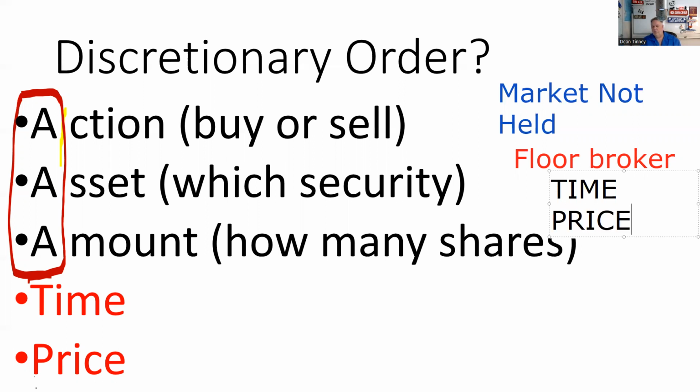There's another example of an order where the three A's are present. So market not held, Series 7, high probability. Rest of the exam is very low probability. But market not held means don't tell anybody in the auction you're holding my order and do it at whatever time and price you think looks good. And depending on who my floor broker is will depend on why that's a good idea.